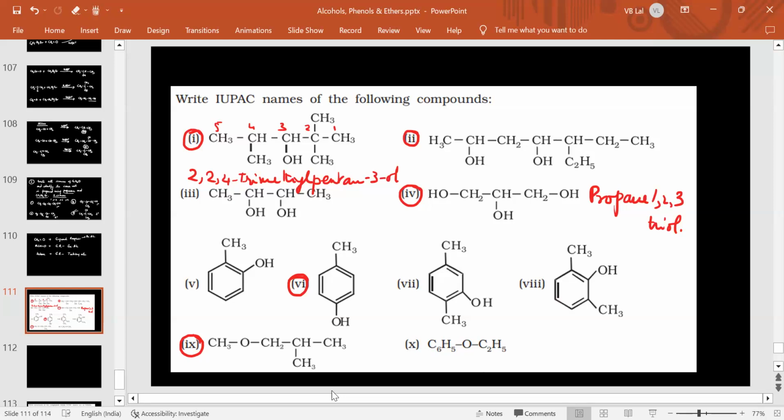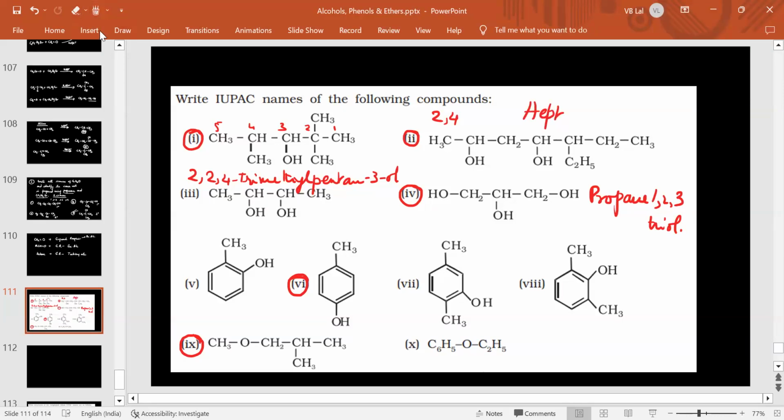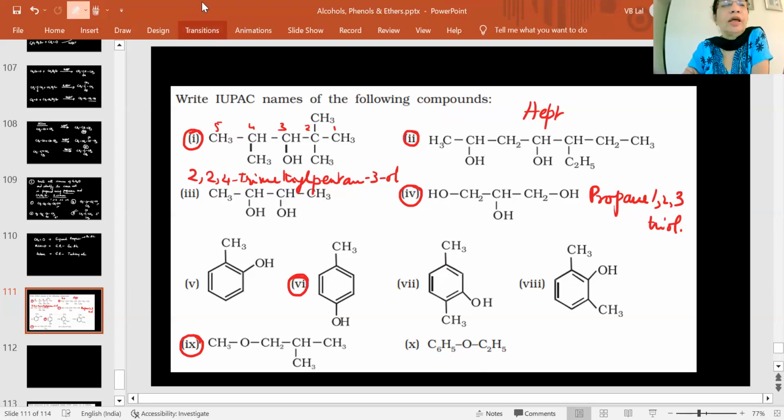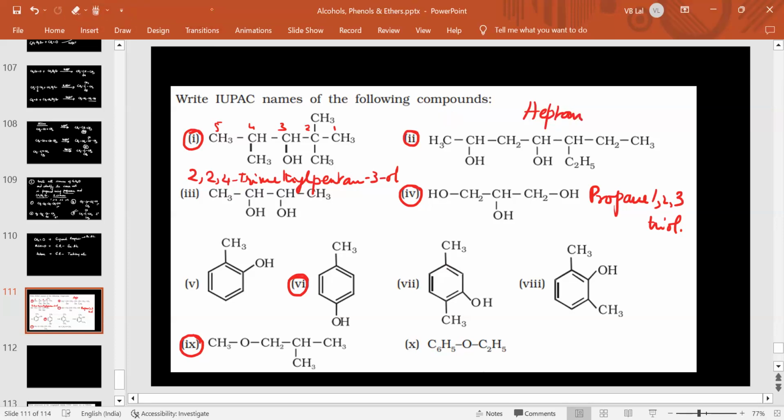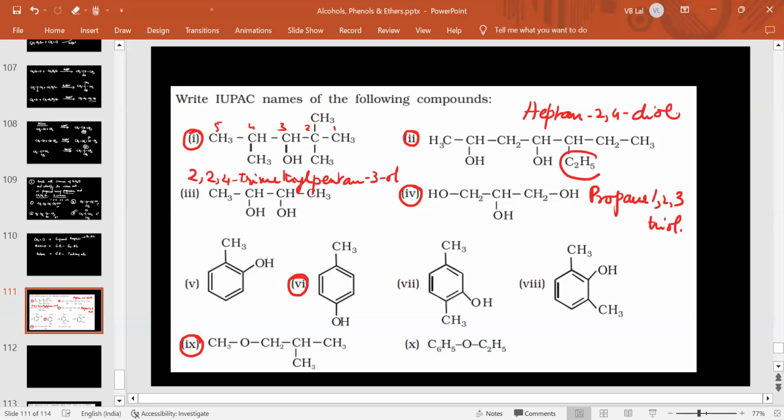Ma'am, is it 2, 4 heptanol? Okay, 2,4. Now what should you do first? Longest chain. So what is the longest chain? 1, 2, 3, 4, 5, 6, and 7. So heptane, right? Heptane. So what will I write? Heptane, 2, 4, and 2 OH are there. So 2, 4 diol.